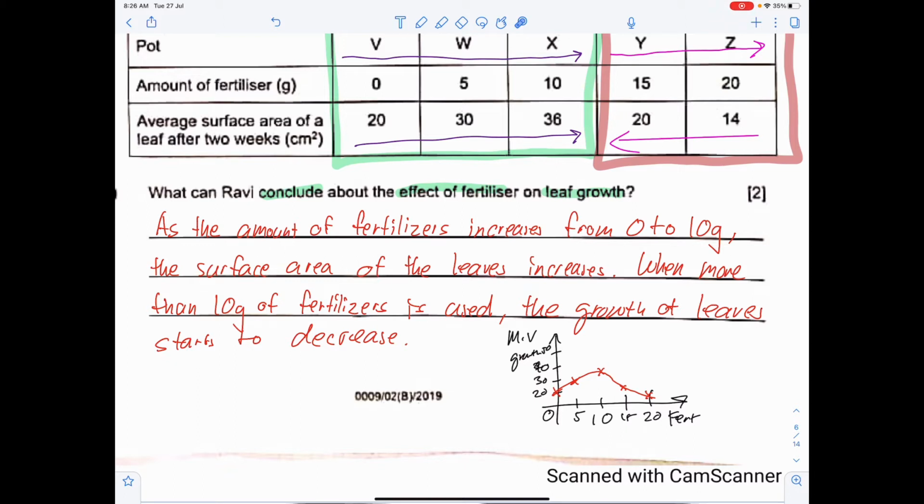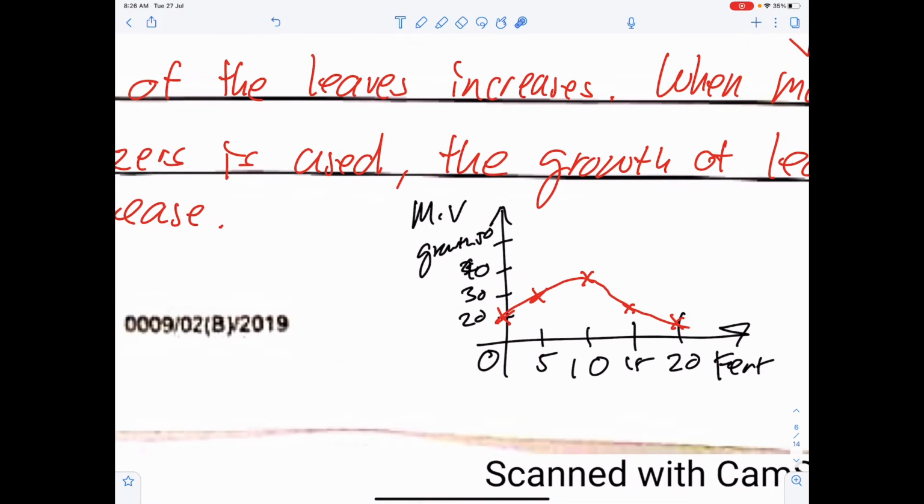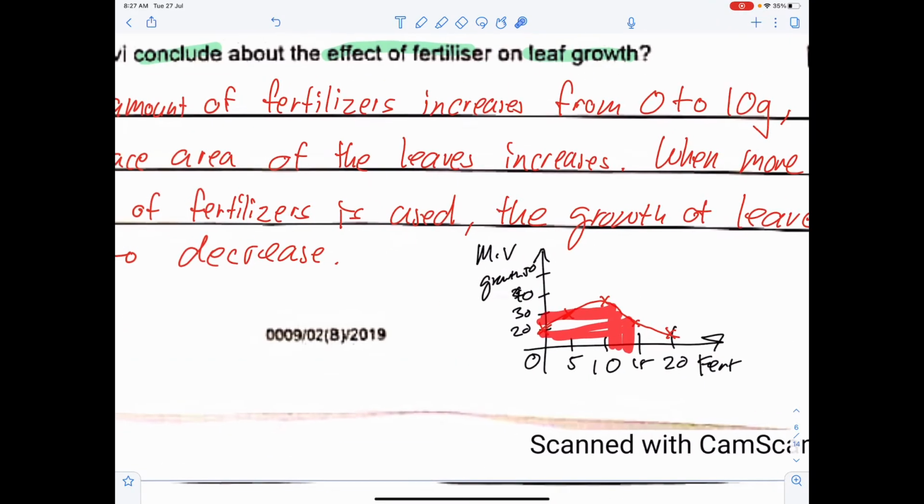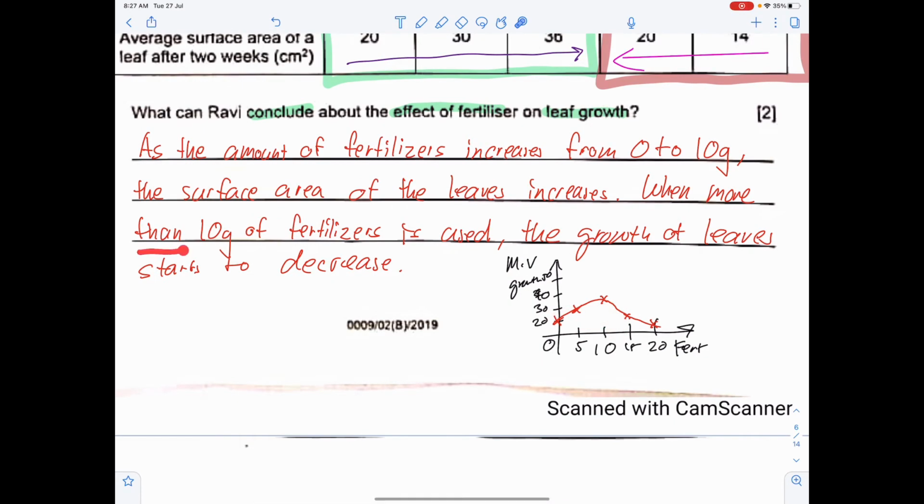You don't have to be specific because from this graph, as long as it's above 10, do you realize, it can be 11, it can be 12, it can be anything, it starts to decrease already. So that's why the answer is more than 10 and not a specific number. That is a trend. You are describing a trend, but you're using numbers to justify it.